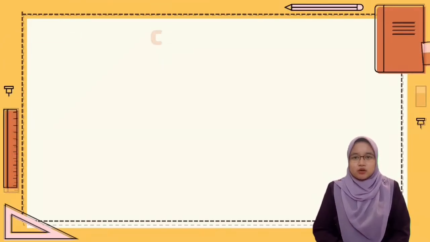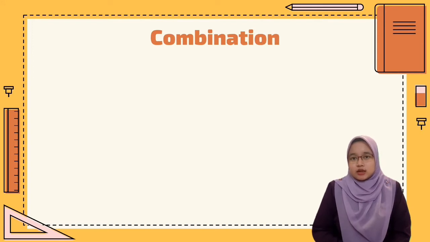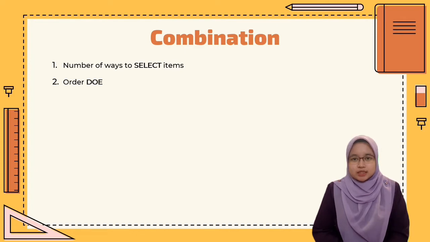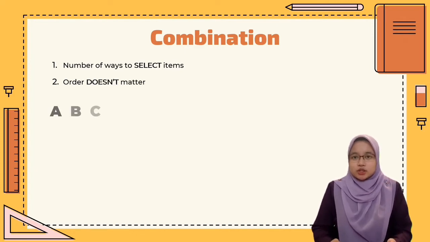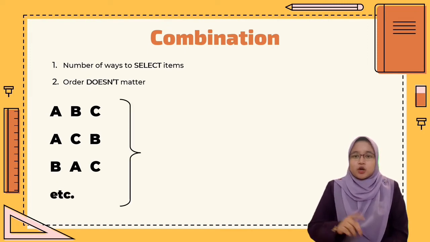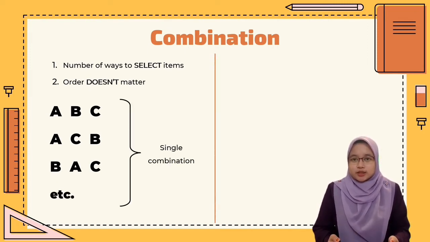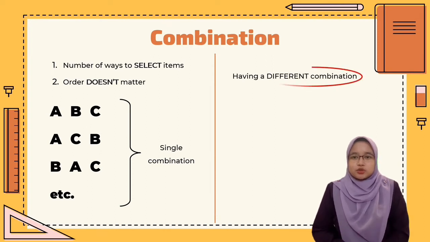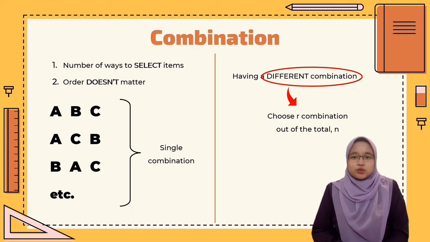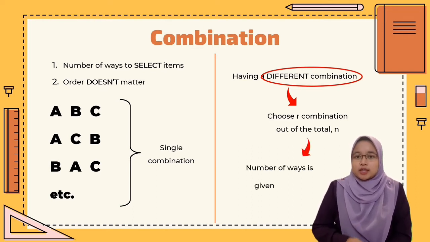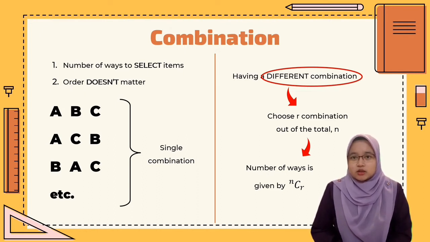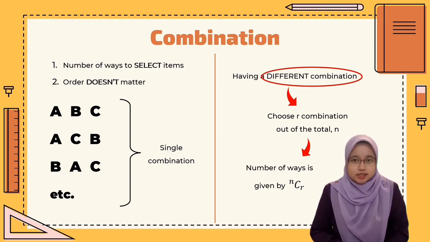Next, I will be talking about combination. As I said earlier, combination is the number of ways to select items and order doesn't matter. No matter how many times you arrange ABC, you will always have a single combination. The only time you will have a different combination is when you choose a different set of items out of the total. Maybe you want to choose r out of n, where n is the total number. So, the number of ways to select r items from n items is given by nCr.